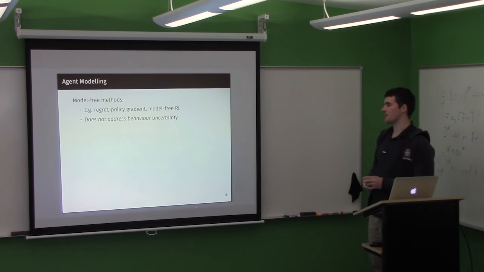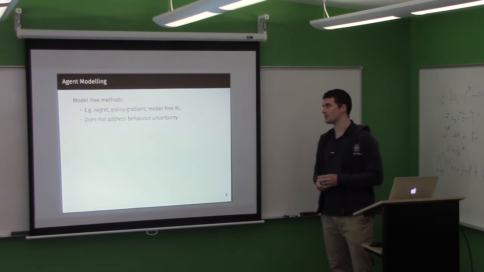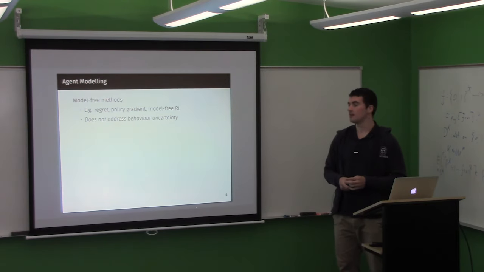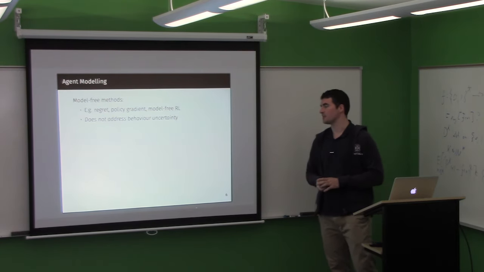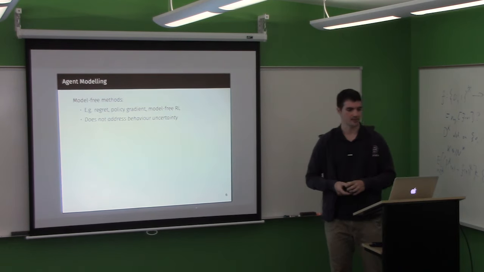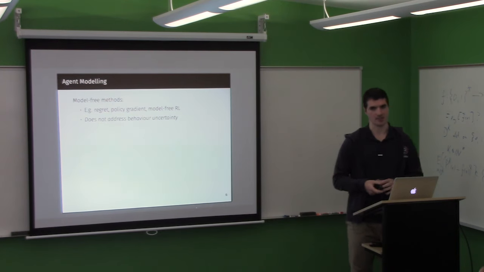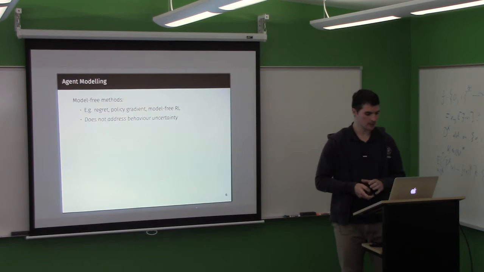Okay, so there's basically 2 ways in which you can address that. There's what could be called model-free methods, and that includes regret minimization, policy gradient ascent, model-free reinforcement learning, and various other approaches. These methods do not directly address the uncertainty about behavior. What they do is they use the information that they observe during the interaction and try to manipulate their own behavior directly. So, there's no man in the middle.